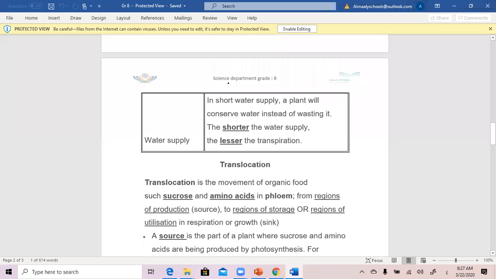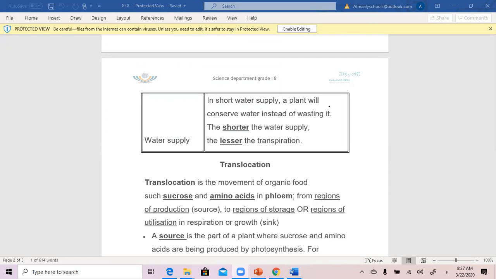So I want to ask now, what are the conditions which affect transpiration? Who can answer? I will choose. What are the conditions which affect transpiration? Yeah, Muhammad Duraiqat. Water supply. Humidity. Light intensity. Bravo. Wind. Thanks.